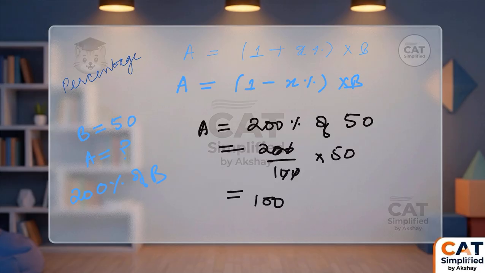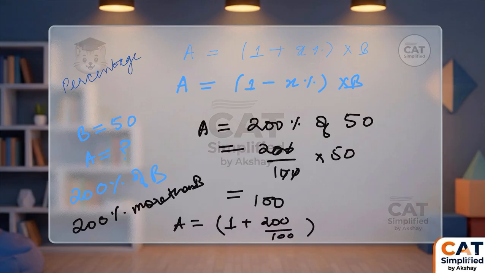Now the second question is 200% more than B. अब यहाँ पे हमारा फॉर्मूला काम आएगा. तो A is equal to 200% more. That means 1 plus 200% है, तो नीचे 100 आ जाएगा into B, which is 50. इसको सॉल्व चलो ऊपर करते हैं यहाँ पे. तो A becomes equal to 1 plus 200 by 100 कितना हो जाएगा? 300 by 100 into 50, giving us the answer 150.